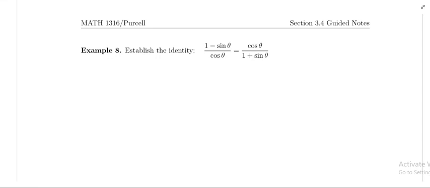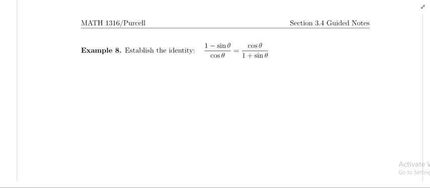Example 8 is the last example I will show you in this section. We are going to establish the identity (1 minus the sine of theta) over the cosine of theta is equal to the cosine of theta over the quantity 1 plus the sine of theta.